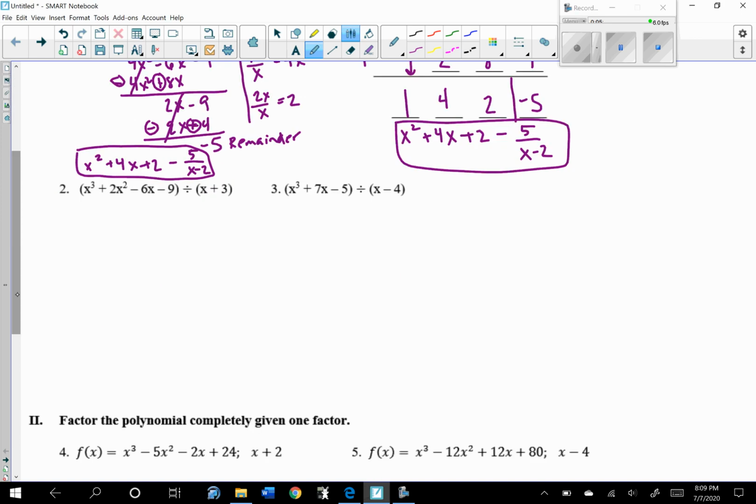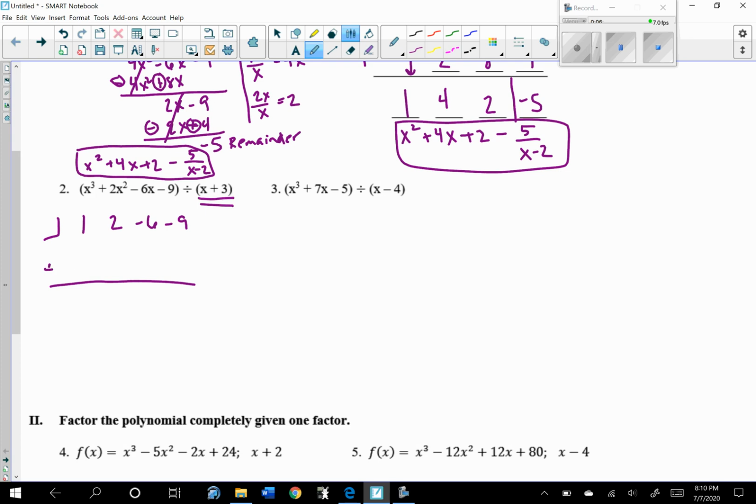So looking at number 2, first thing I would look at is my divisor. This is a linear binomial. The leading coefficient's 1, so I can go ahead and use my synthetic division. So I'm going to set it up. I look here, x cubed, so this is degree 3, 2, 1, 0. I'm not missing any zero placeholders. I can go ahead and write the coefficients. So the coefficients here are 1, 2, -6, and -9.